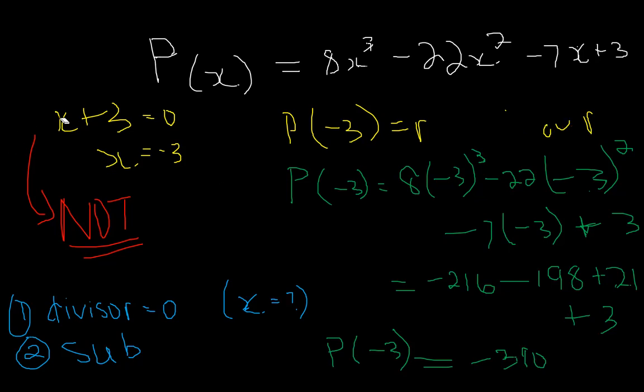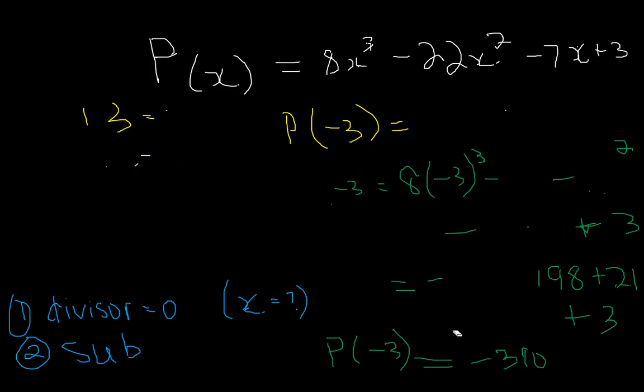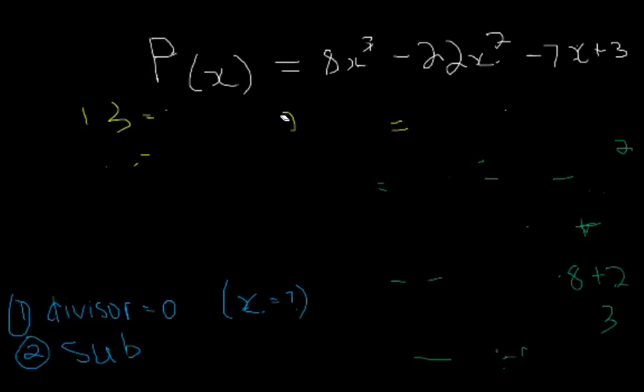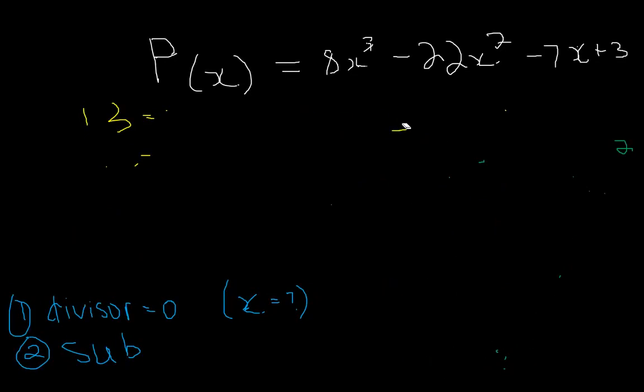So we found out that the divisor x plus 3 is not a factor. But what about the 4x minus 1? We need to see if that one is a factor. Remember, if it's a factor, then my remainder would be 0. So what we're trying to figure out is, when I use the divisor 4x minus 1, would I get a remainder of 0? Well, let's see.